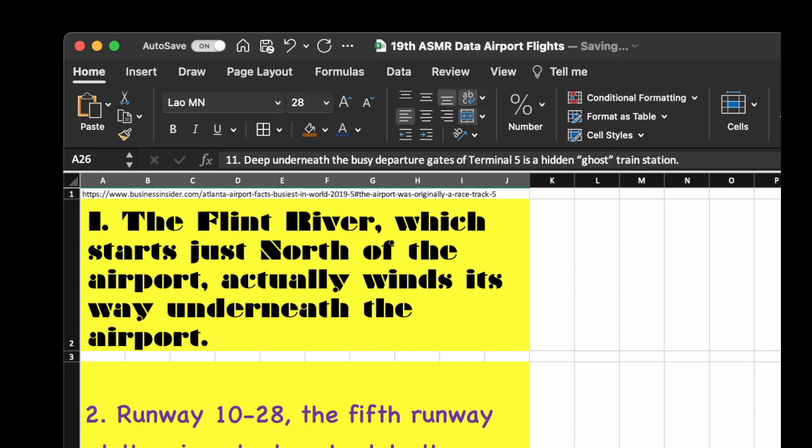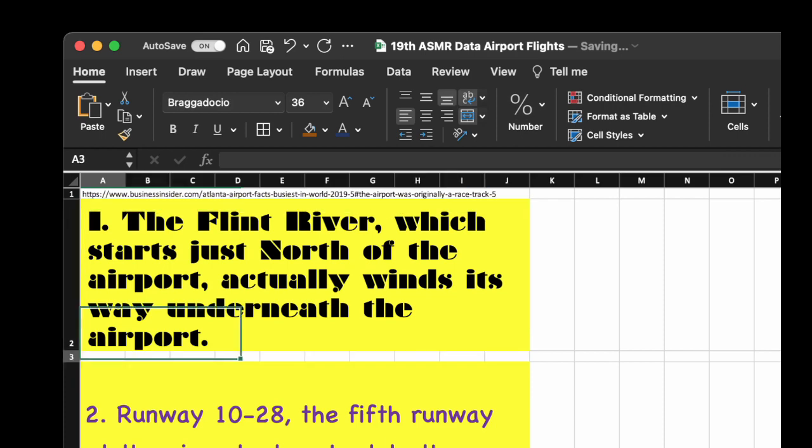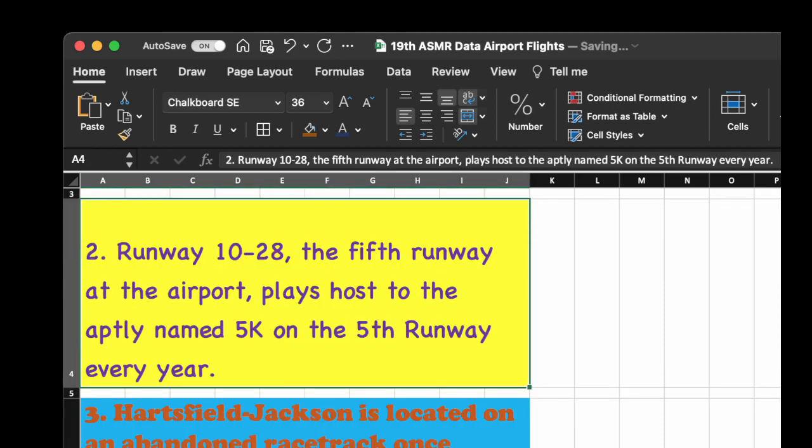Alright, so fun fact number 1. The Flint River, which starts just north of the airport, actually winds its way underneath the airport. So if you want to go kayaking, I don't know, maybe you could go underneath the airport. Who knows?